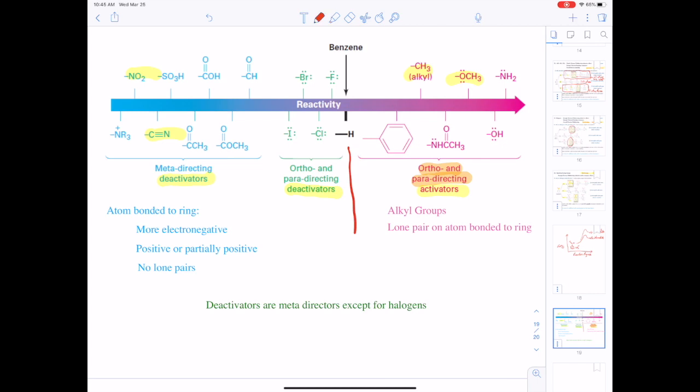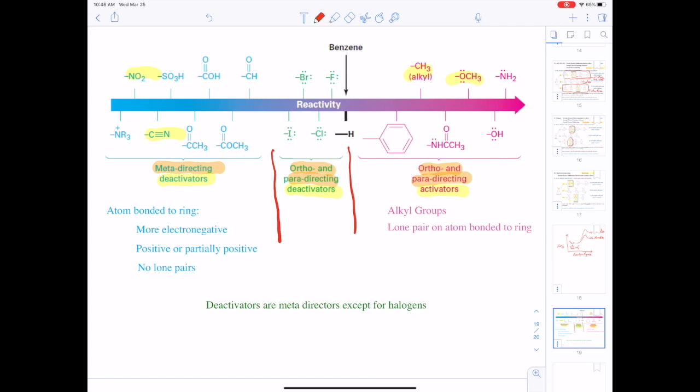Halogens are deactivators, but they are ortho-para directors. Why? Because of their lone pair. In the intermediate, despite being deactivators, once the reaction goes, those lone pairs provide a way to stabilize the intermediate if you have ortho-para addition. And the deactivators, other than halogens, are all meta-directors because the ortho-para additions have intermediates that are especially unstable because of one of the resonance structures.